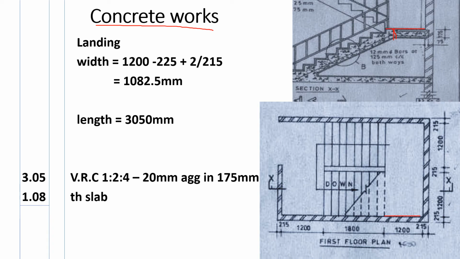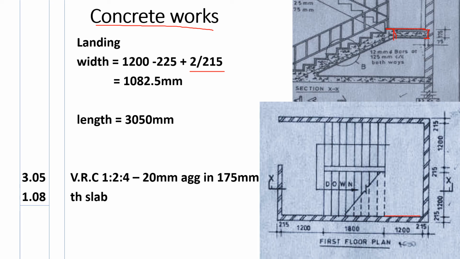So we are going to deduct this tread here, which is 225. And then if you look at our concrete, it's going inside the wall. So we are going to assume half the thickness of the wall. The thickness of the wall is 215. So we take the 1200, subtract this step here, which is for the tread, and then add half of 215, which is 107.5. That gives us 1082.5 millimeters.